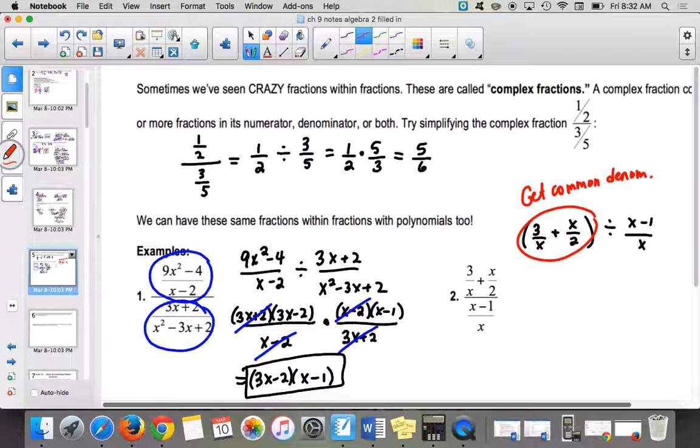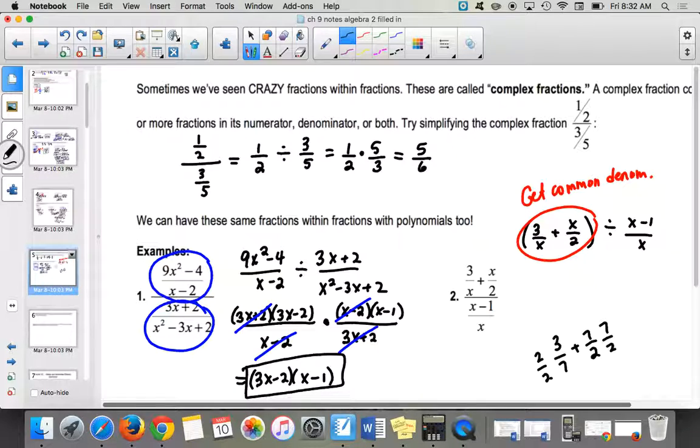But what do you guys think? So sometimes I have to think about a number plugging in. And remember I said 7 is always a good number to plug in. So if I had 3 over 7 plus 7 over 2, how would I get common denominators there? 2 over 2 and 7 over 7, right? So that's what we're doing here.